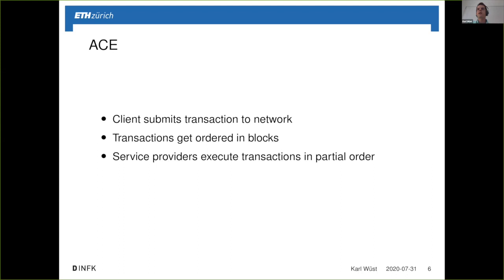And the service providers then execute the transactions in a partial order. So all of the transactions that concern one specific contract are executed in the order given in this ordering section, but transactions concerning different smart contracts can be executed in parallel. And after the execution, they sign the results and submit them back to the network. And there they get included in the result section of some future blocks. So this is why the system has the asynchronous in it, because from when it gets ordered to when the results get included in a block, this can take multiple blocks.